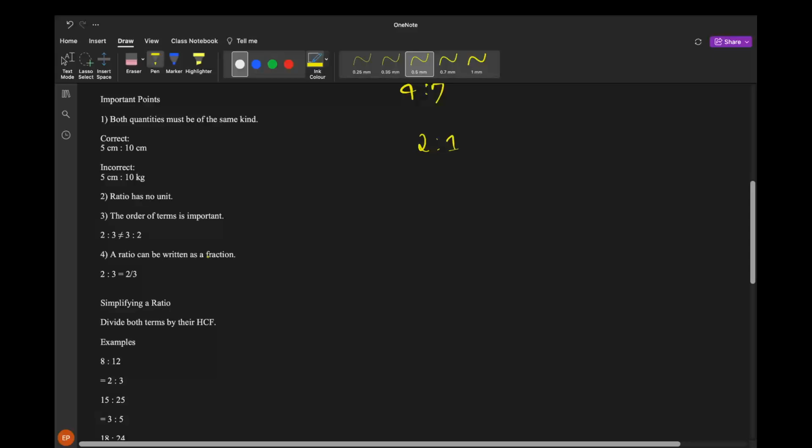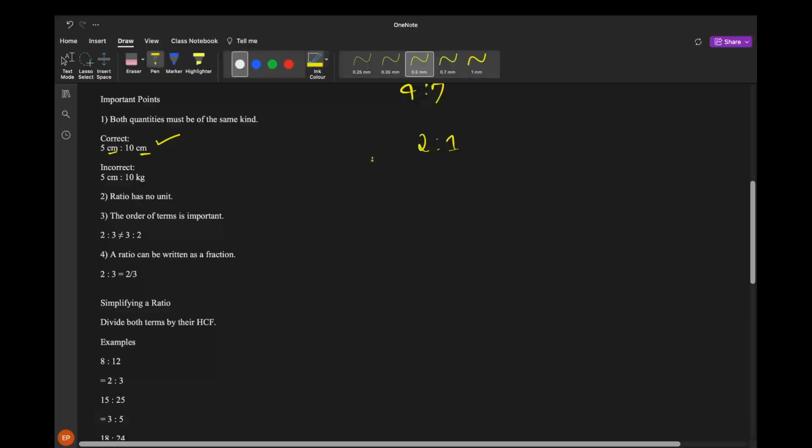Here are some important points. Both quantities must be of the same kind. Both must belong to the same kind. As I told, boys and girls belong to the human kind, right? Here are some examples of which are correct and which are incorrect. 5 centimeter and 10 centimeter, both are centimeters only, right? So we can compare them.